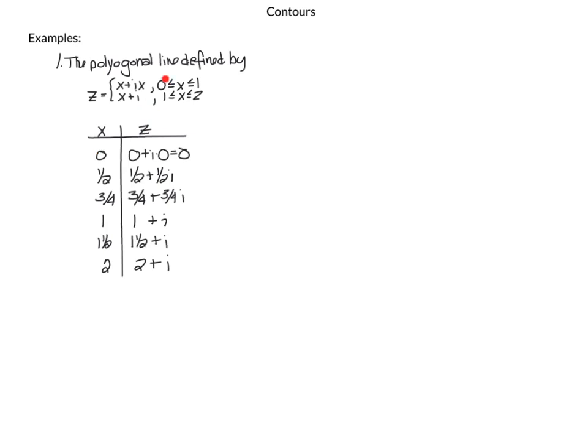So when x is equal to 0, we're on this line, x between 0 and 1, and z is going to be equal to 0. When x is equal to 1/2, z is equal to 1/2 plus 1/2 i. When x is equal to 3/4, we have 3/4 plus 3/4 i. And when x is equal to 1, it could be either, but we see both are equal to 1 plus i. Now we're in this range, x between 1 and 2. When x is equal to 1.5, then we have 1.5 plus i. And when x is equal to 2, we have 2 plus i.